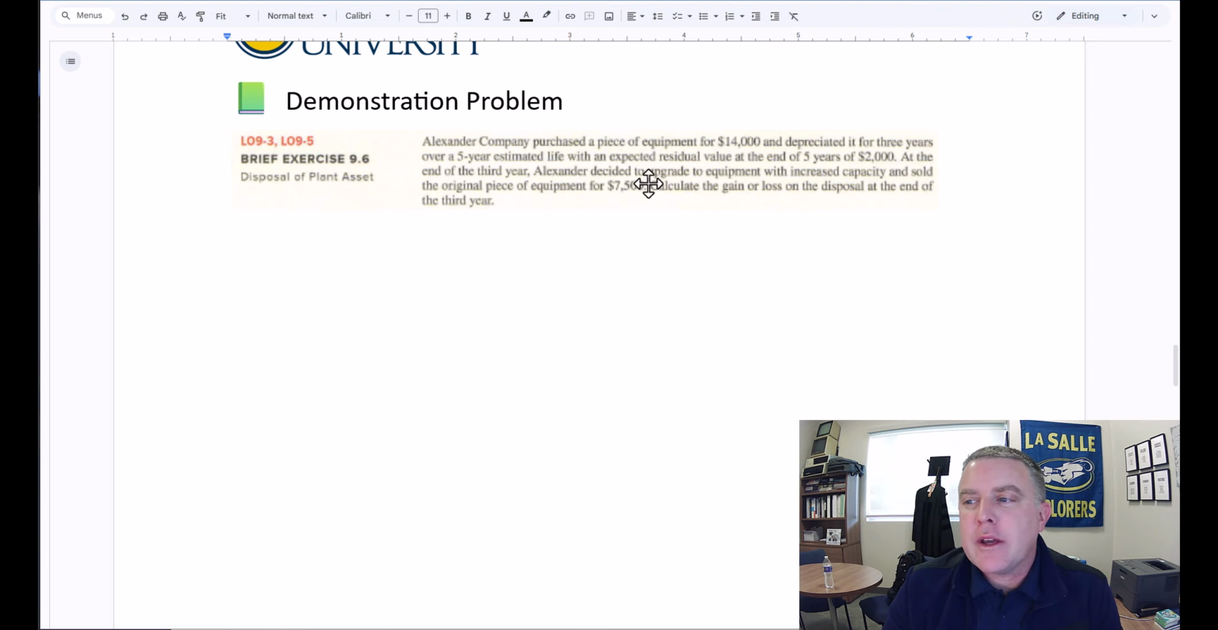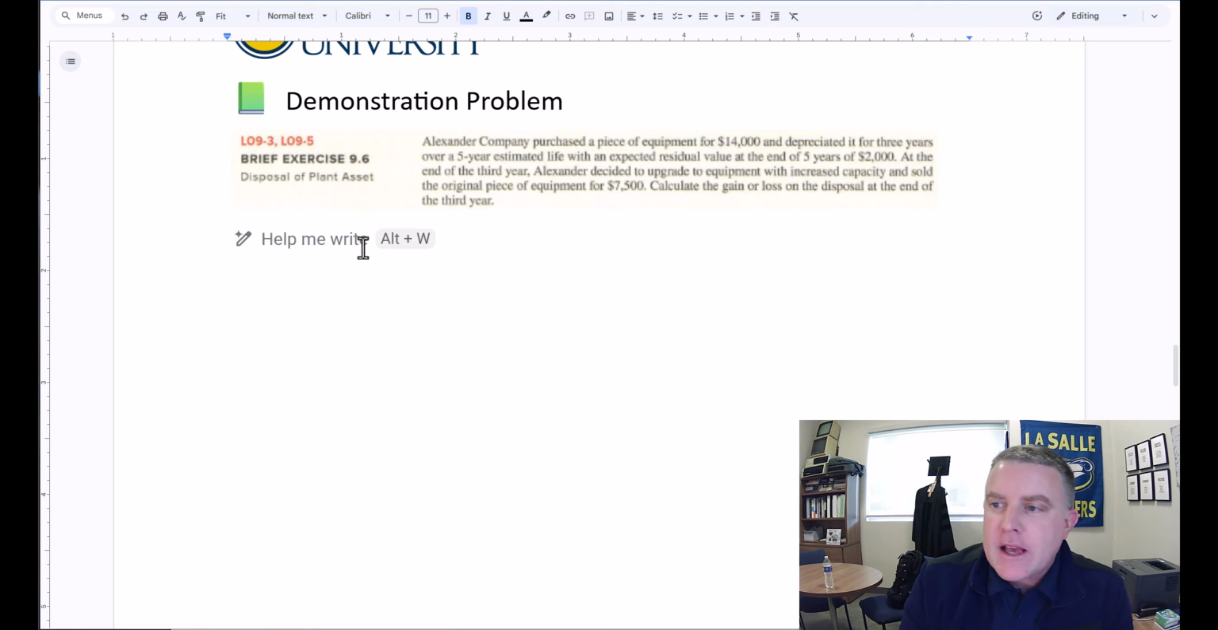Our job here is to figure out if there was a gain or a loss on the sale of the old equipment. Okay, so let's figure this out. They bought the asset for $14,000, so we need to figure out how much this asset had depreciated at the time of sale.